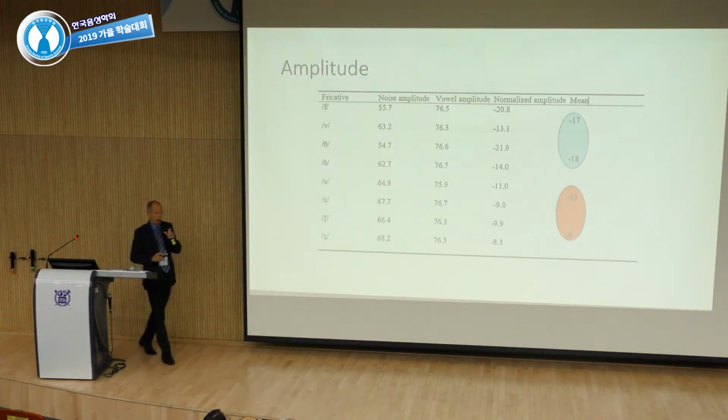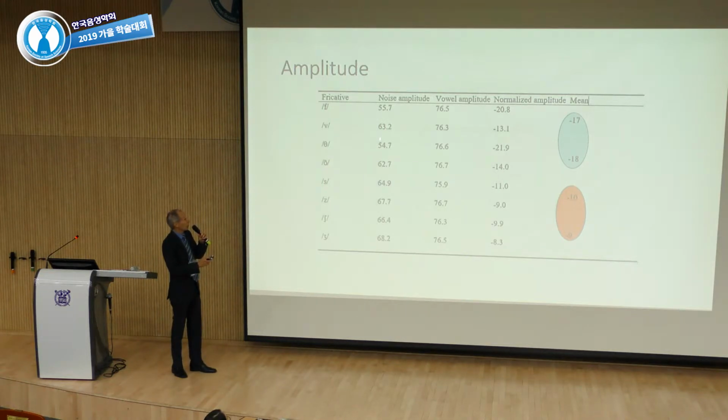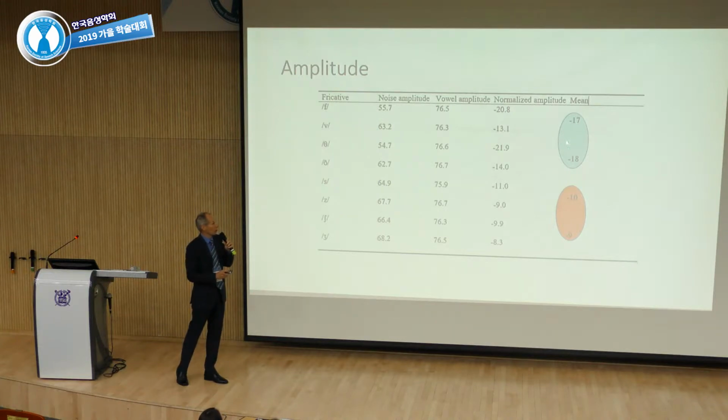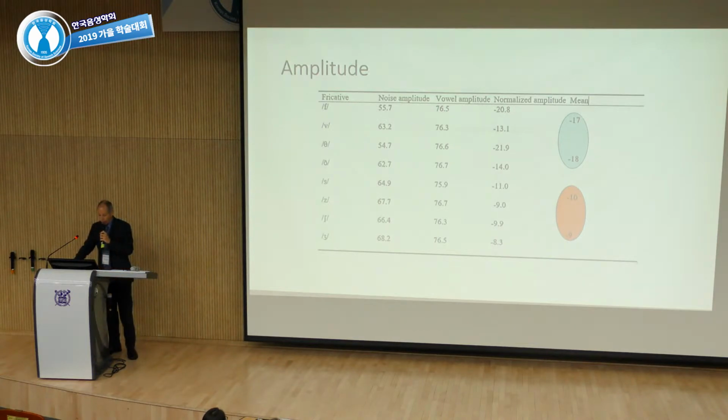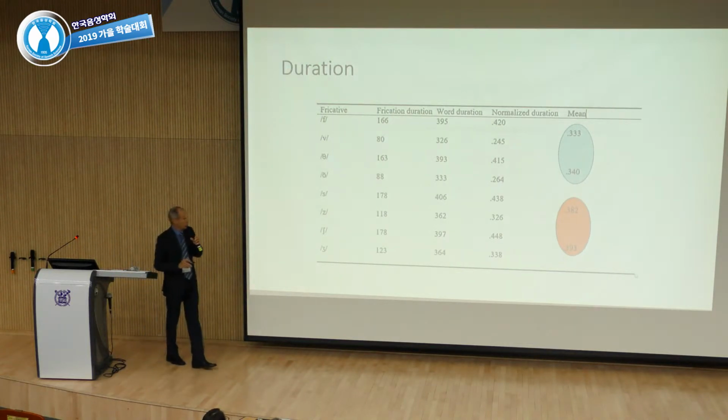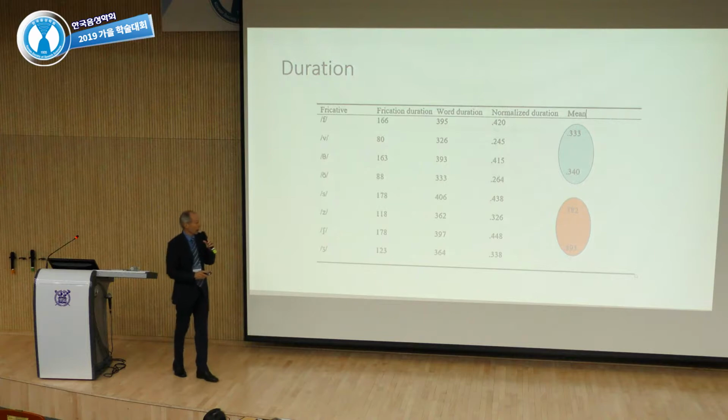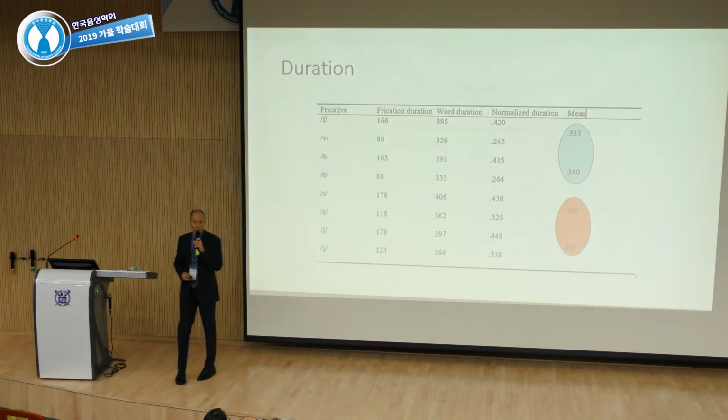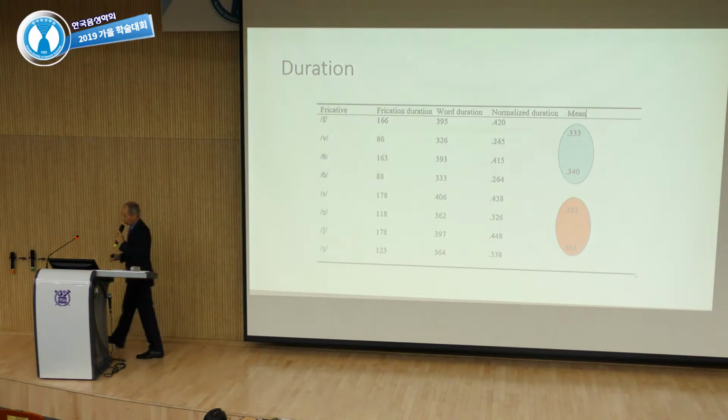Here, for example, we look at an amplitude cue. We have the amplitude of the fricative noise here. We have the amplitude of the following vowel here, and then we can take a difference to normalize. And you see in general that sibilant fricatives are much louder than non-sibilant fricatives, but we cannot really use amplitude to distinguish within either of those 2 groups. And the same is true for duration. If we look at fricative duration, which we have listed here, and we normalize it with respect to word duration, we see again that sibilant fricatives are longer than non-sibilant fricatives, but again, within each of those groups, we can't really differentiate the 2. Okay.